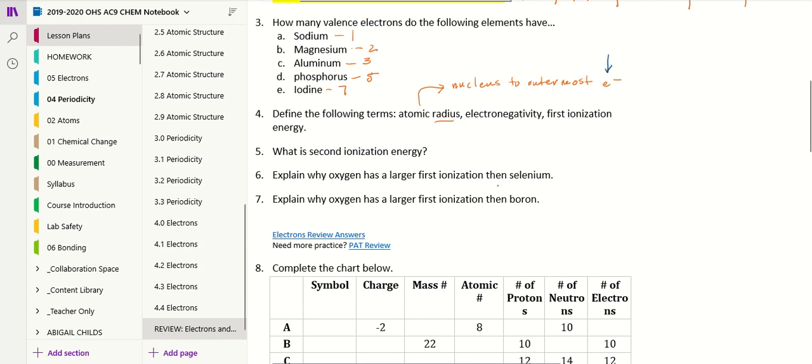We don't observe that. So if we don't observe that, the more formal definition is half the distance between 2 nuclei in a bond. So that's your more formal definition for atomic radius. What's your definition of electronegativity?